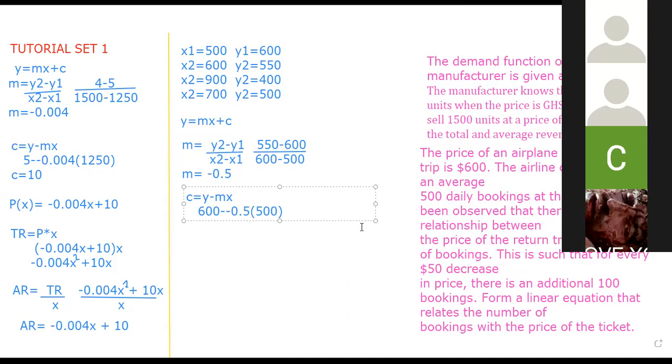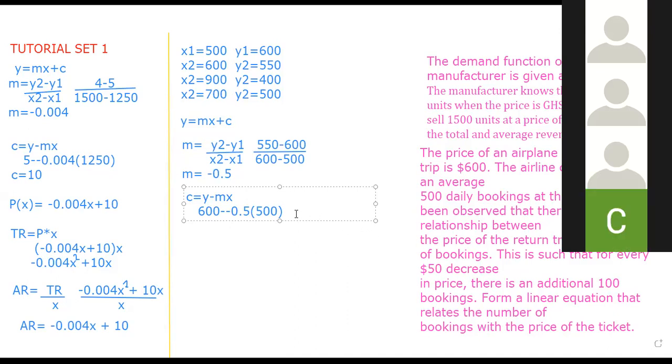You are welcome. So please, what do we get here? 850. So our C is equal to 850. So having that, our P of X becomes negative 0.5x plus 850. That's all. So we have developed the linear function relating the price to the number of tickets. That's all. Any question here? No.